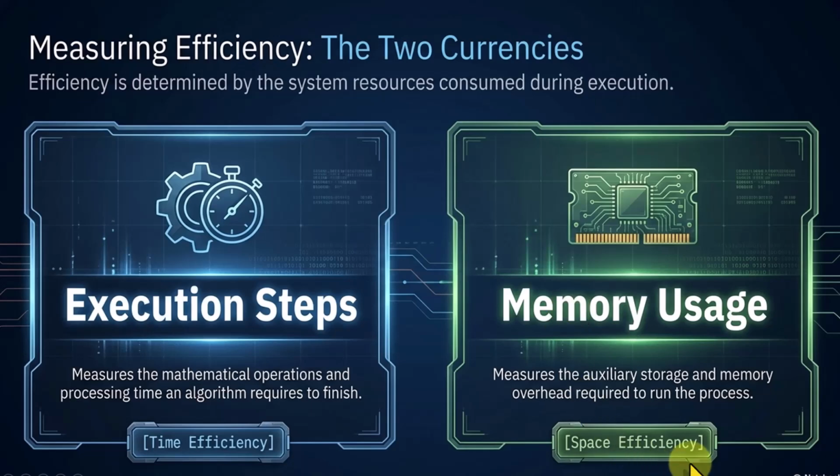Then the second one is space efficiency. It means how much space or memory it uses. Space efficiency measures the auxiliary storage and memory overhead required to run the process. For example, merge sort needed extra space, but bubble sort did not. These two are very important, and when we are comparing algorithms, we have to consider both of them.